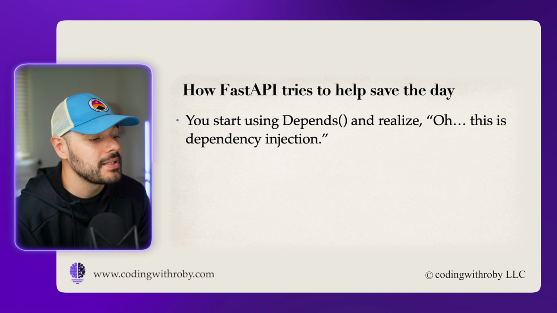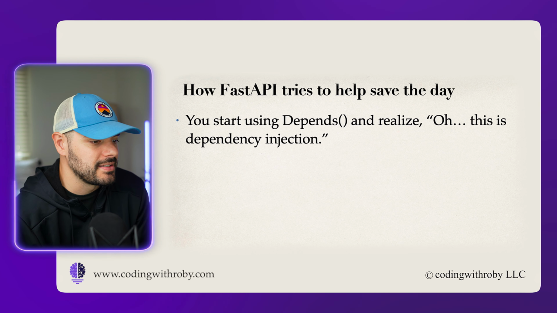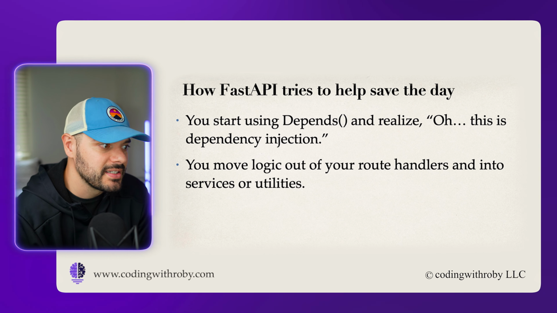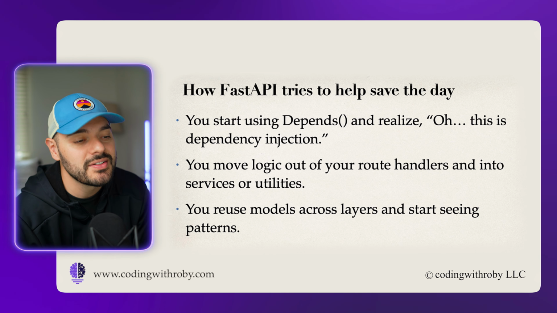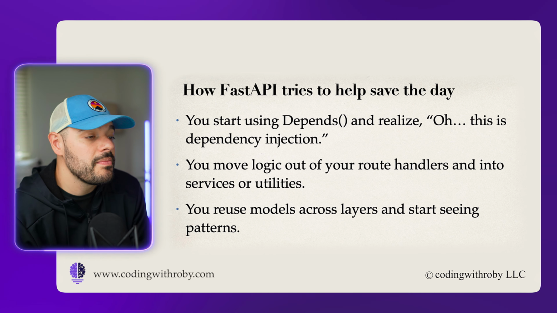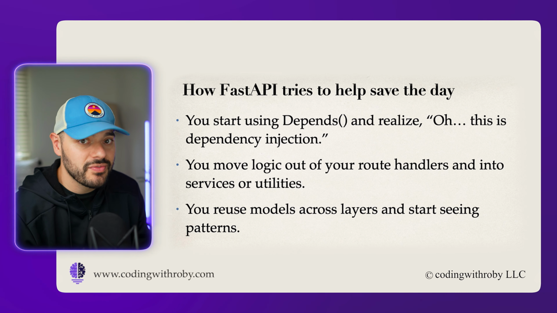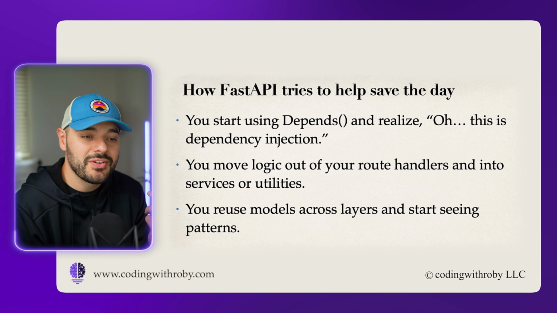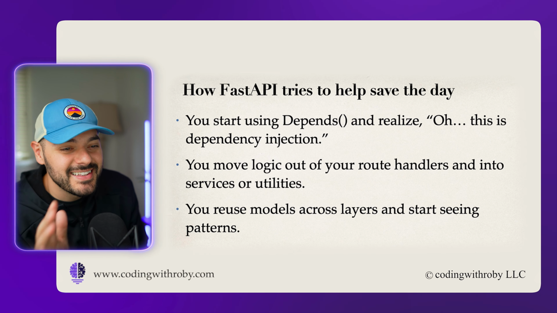You start using Depends and realize, oh, that's dependency injection. You move logic out of your route handlers and into service utilities. You reuse models across different layers and start seeing patterns. And before you know it, you've got separation of concerns, testable components, swappable dependencies. That is when you're like, heck yeah, I can build literally anything.